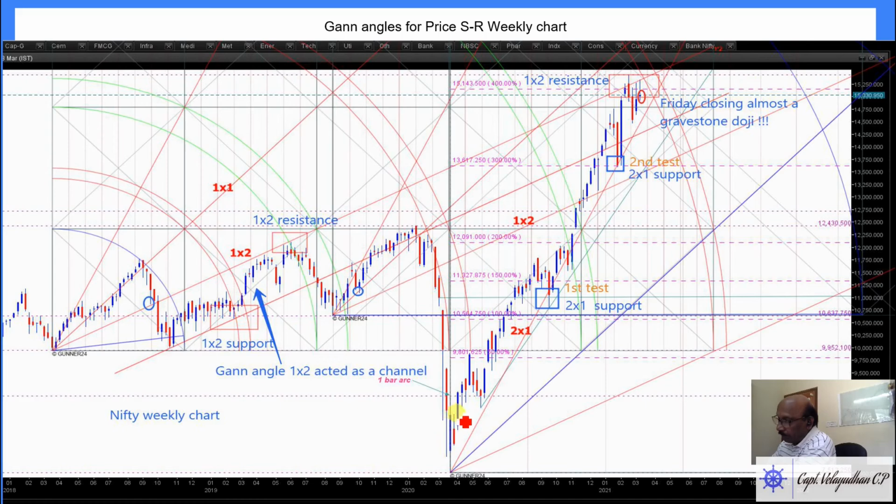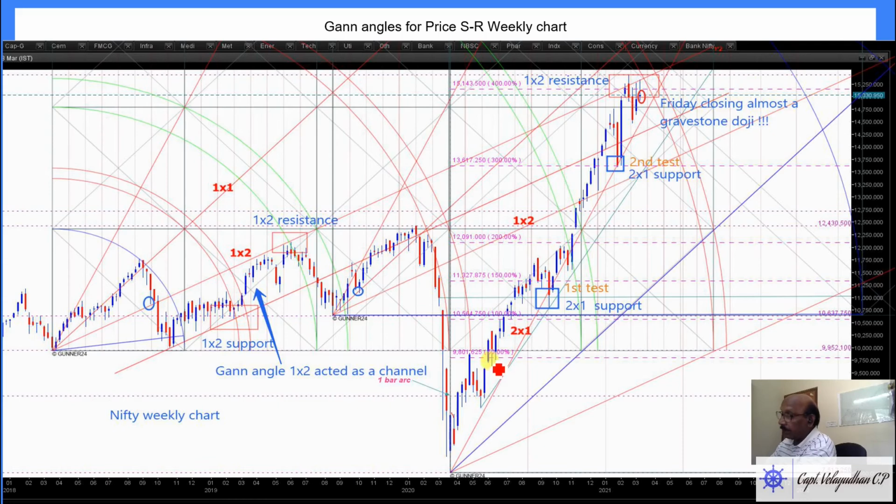You see the angle. This is 2 by 1 angle, and it never reached the 2 by 1 angle. It stayed well away from 2 by 1 angle. That means the momentum was strong, very strong bullish move. So this bullish move has taken the market to an all-time high. Even though Corona was there, the Indian economy moved up. Indian market was strong, very strong.